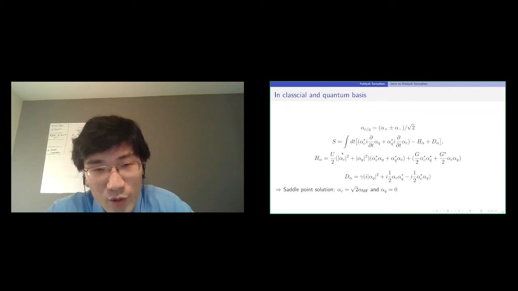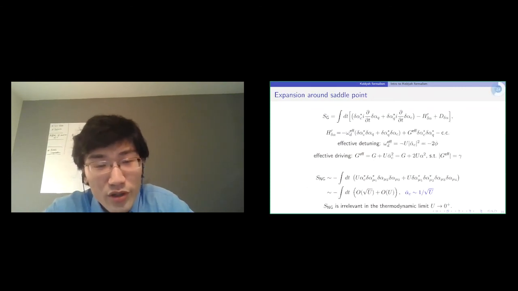We can do some expansion around the saddle point. Then you can show that the fluctuation around the saddle point will give us a new action. This action, the Gaussian part, will look like this. Now there's some modification because it's an expansion around the saddle point. We have an effective detuning.